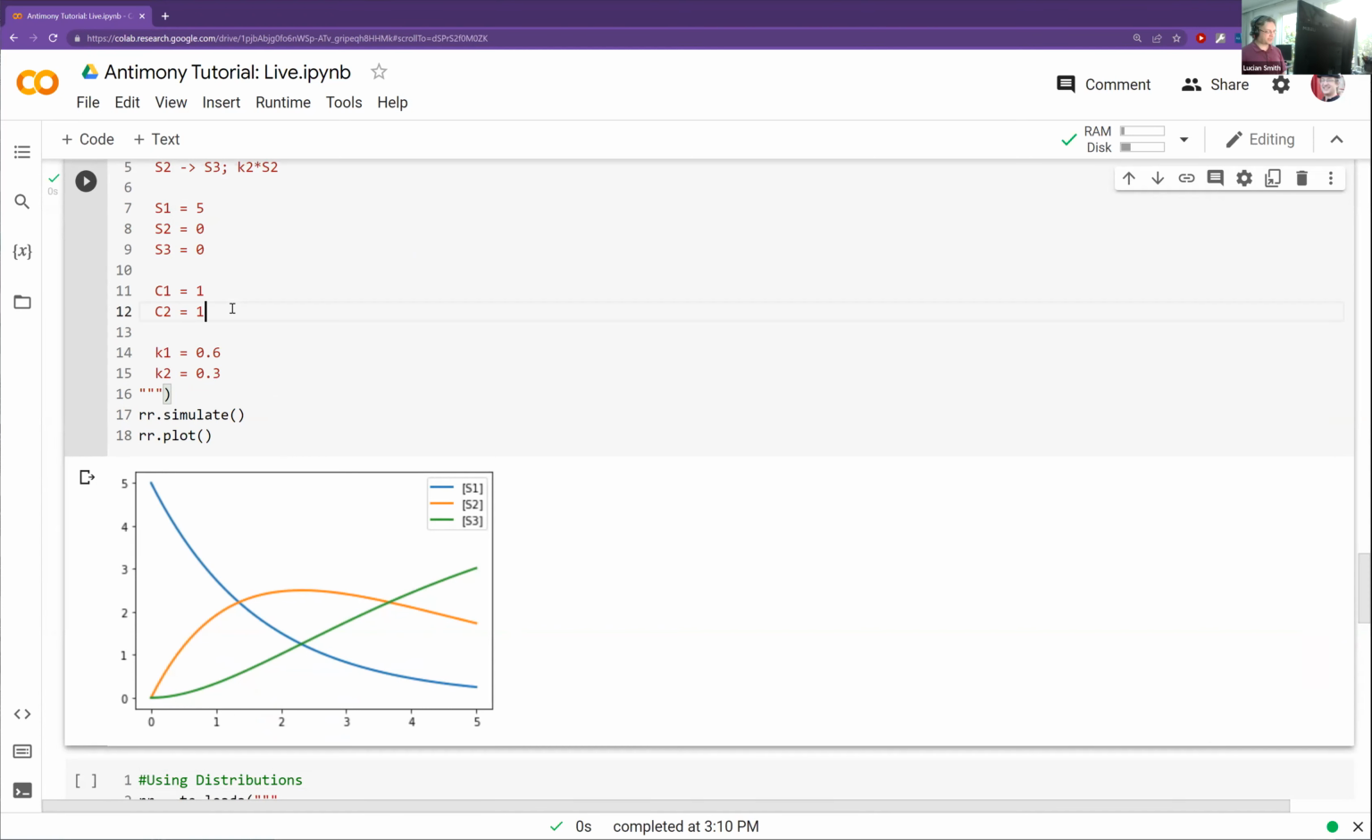But now let's say C2 is actually much larger than C1. So we have all these reactions going on, and they're pumping out S3 into a new compartment with a different volume. So what would you guess would happen to this graph with S3? Anyone? We're plotting the concentration of S3 here.